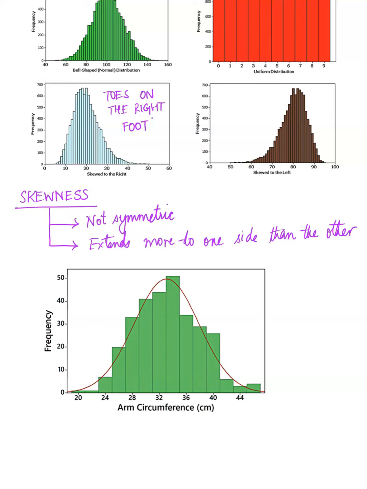Now the brown one is skewed to the left. So look at your left foot. Your left foot has the big toe on the rightmost end, but the other toes are reducing in height and tapering more on the left. That means it's skewed to the left. So look at the way it is distributed. Those are like the histograms in your body. Toes on the left foot tell you that it is skewed to the left. Okay, so those are quick ways for you to remember.